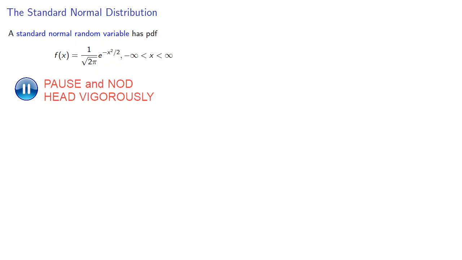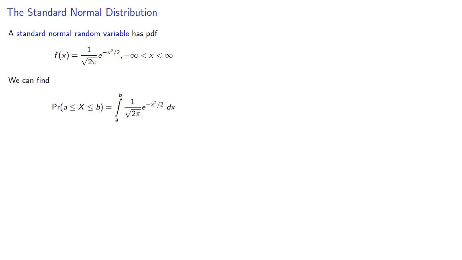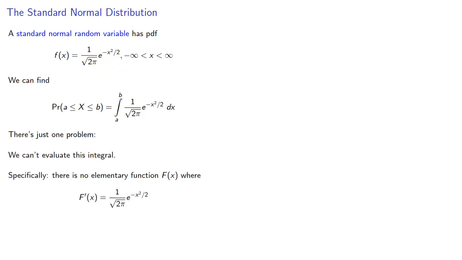A standard normal random variable has PDF. Since it is a PDF, we can find the probability that our random variable is in some interval by evaluating an integral. There's just one problem. We can't actually evaluate this integral. Specifically, there's no elementary function whose derivative is this PDF.